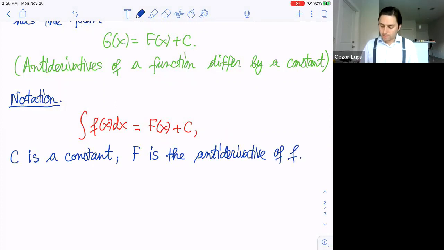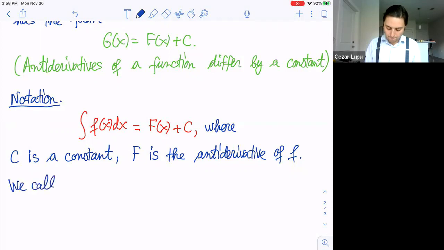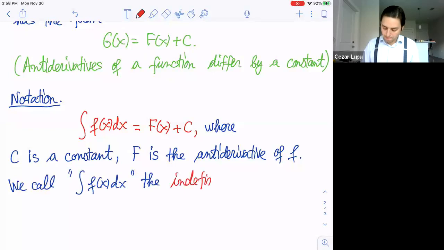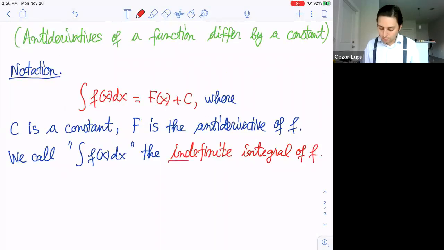And now we will call this the indefinite integral of f. So we call this here the integral of f of x dx, the indefinite integral of the function f. So that's what you need to know, right? This notation, whatever you want to call it.